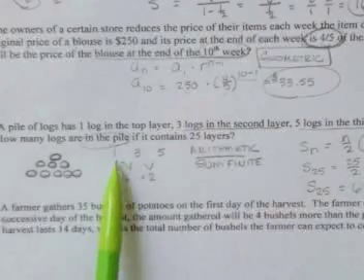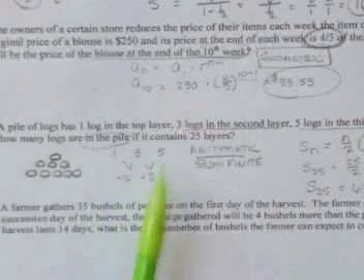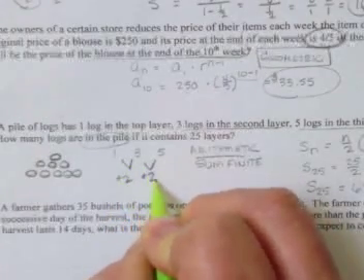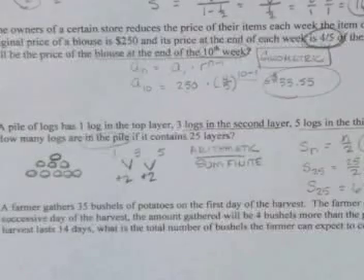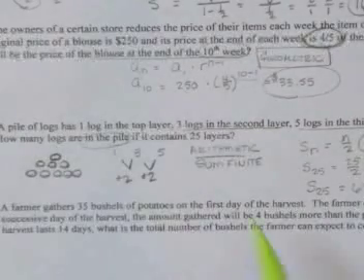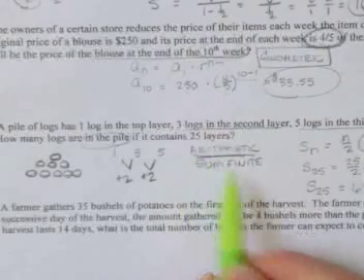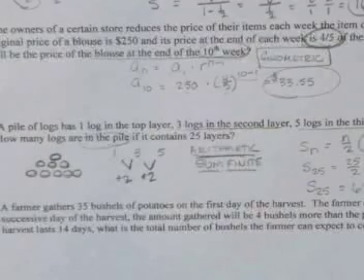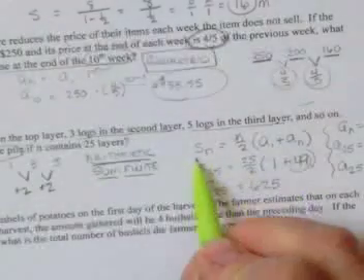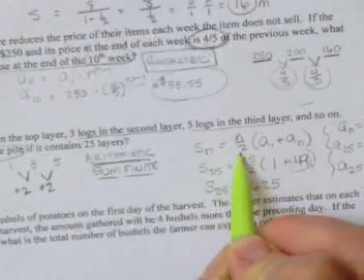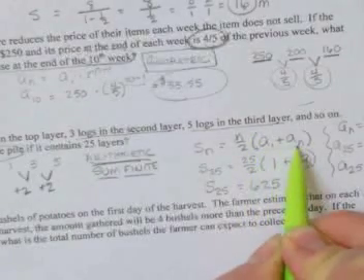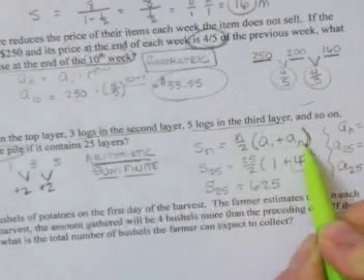So if I write out the first couple of terms, 1, 3, and 5, what I notice is I'm adding 2 each time. So in each successive layer of the log pile, I add 2 logs. I notice that this is an arithmetic sequence, and I'm being asked to find the sum of a finite number of terms. So the formula that I want to use is given right here. S sub n is equal to n divided by 2 times the sum of the first and the last numbers in my sequence.